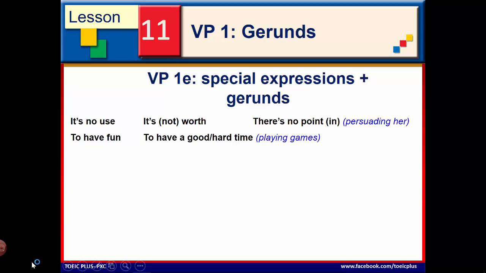Next, to have fun. To have a good time. To have a hard time. For example, I have fun playing games. I have a good time playing games. Do you have a hard time learning English? Yes. I have a hard time learning English.